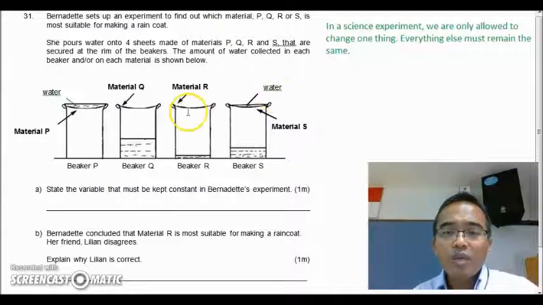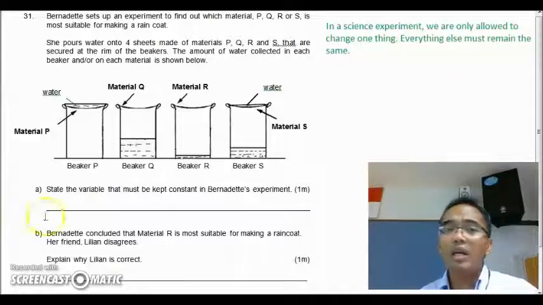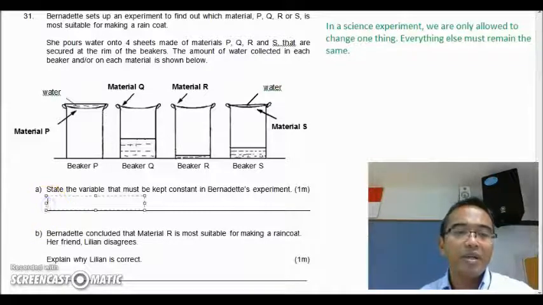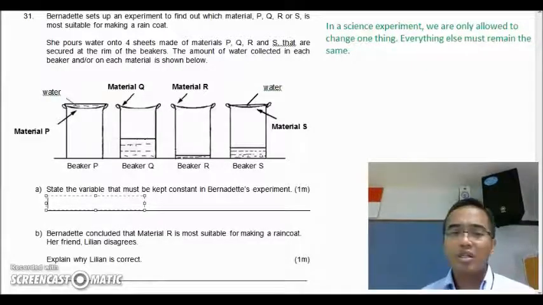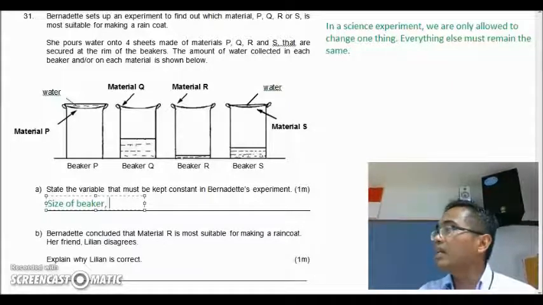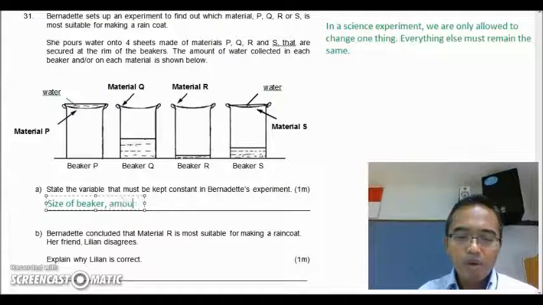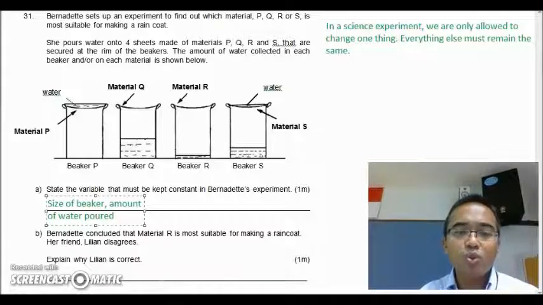Now, what are the everything else that must remain the same? Can somebody put up your hands and tell me one per person? Ready? Set. The variable that must be kept constant. Okay, yes, Krivinesh. Size of beaker. Very good. The size of beaker must be the same. What else? Yes. Amount of water poured, right? Amount of water poured.